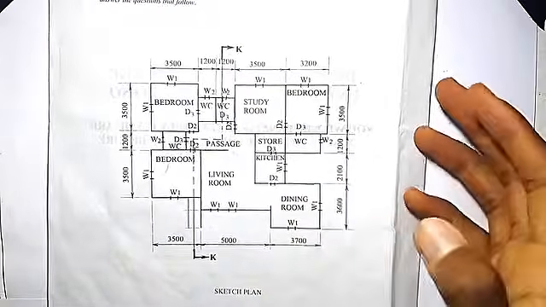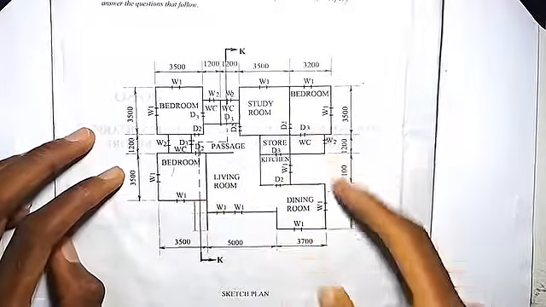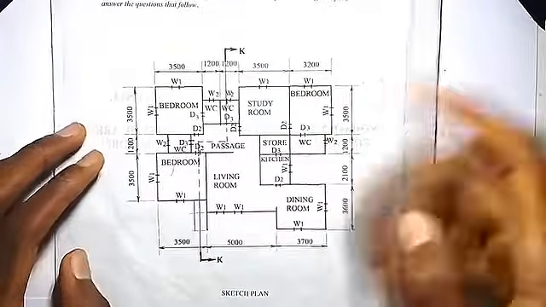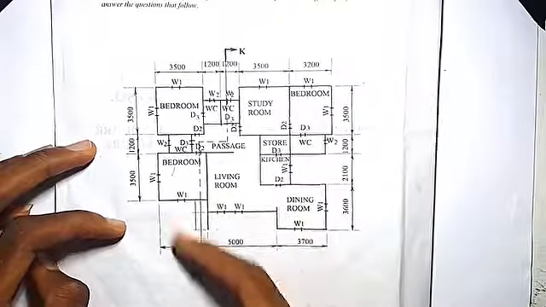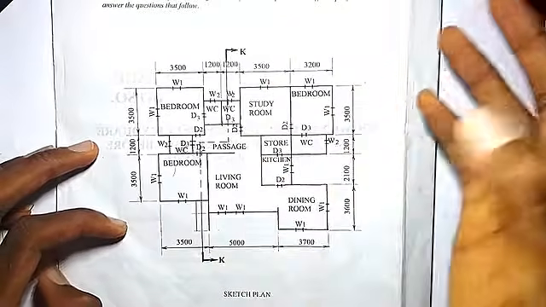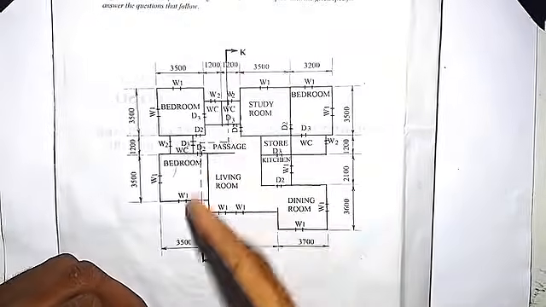Now, what is a section? A section is a part cut out from the rest of something. So this is a sketch plan of a building. From this sketch plan, the section part, from the definition of a section, is the part cut out from the rest of something. So this part that is cut out is called what?